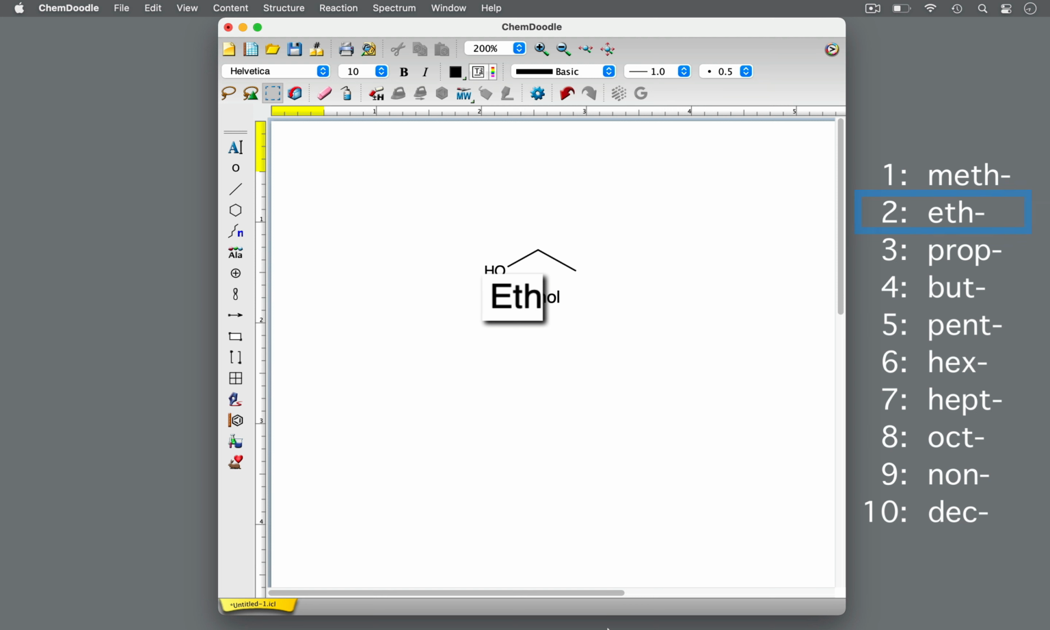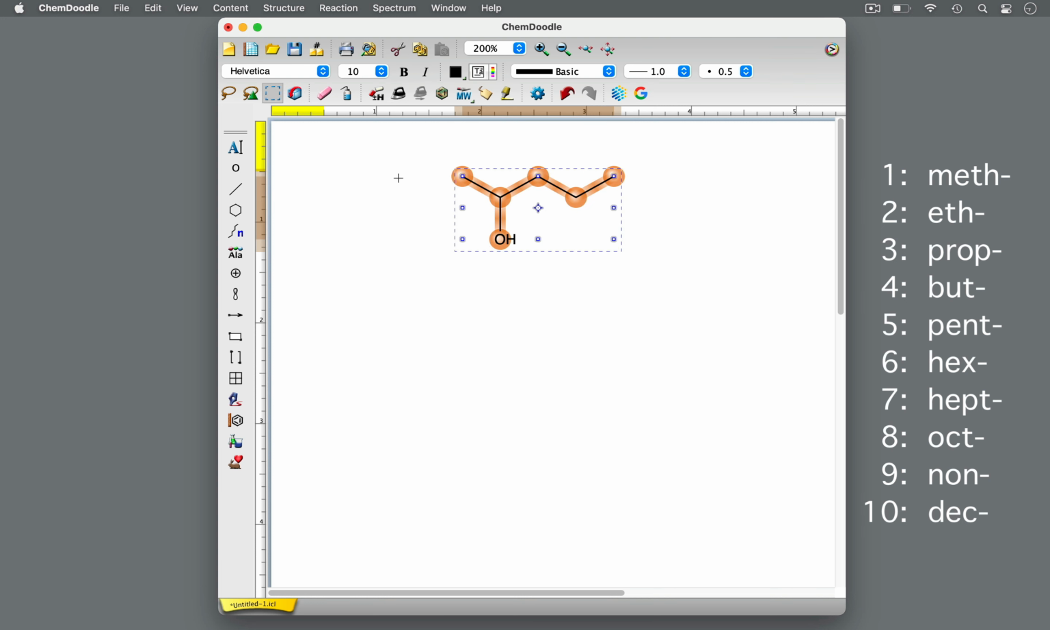Eth comes from the 2 carbon atoms in the longest continuous carbon chain, and denotes that there are only single bonds in the longest chain. And ol indicates the hydroxyl functional group. As alcohols become longer or more complex, it's important to designate the location of the OH hydroxyl group in the molecule. Let's clean this up so it's easier to see.